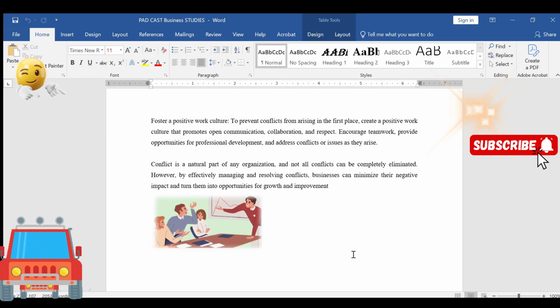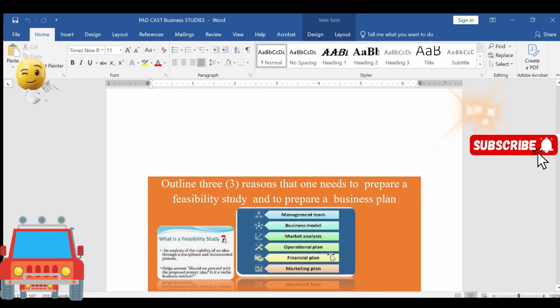Conflict is a natural part of any organization, and not all conflicts can be completely eliminated. However, by effectively managing and resolving conflicts, businesses can minimize their negative impact and turn them into opportunities for growth and improvement.